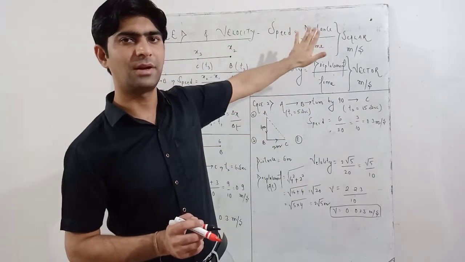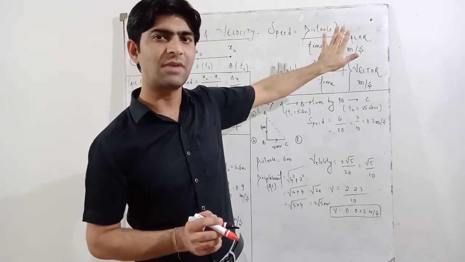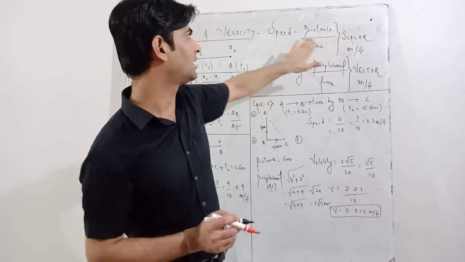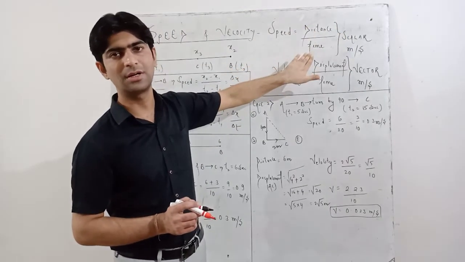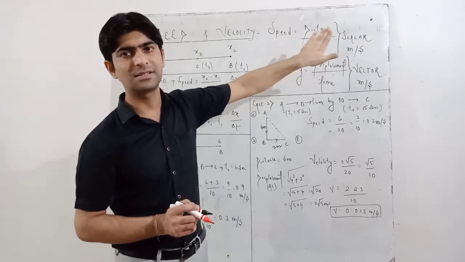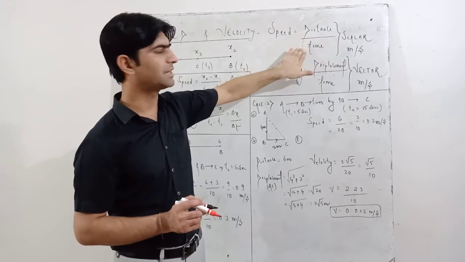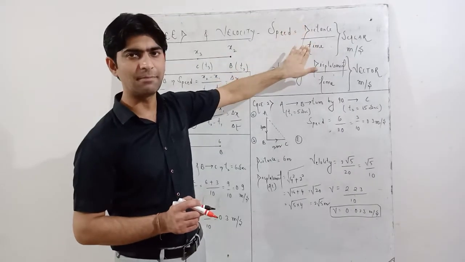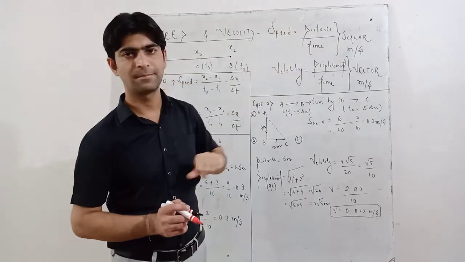I have written the formula this side. The speed is defined as the total distance traveled by a body per unit time. That is, speed is equals to total distance upon total time. Speed is a scalar quantity and its SI unit is meter per second. It is a ratio of distance and time. So the SI unit of speed will be meter per second.